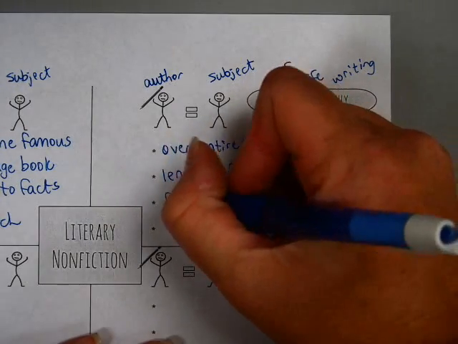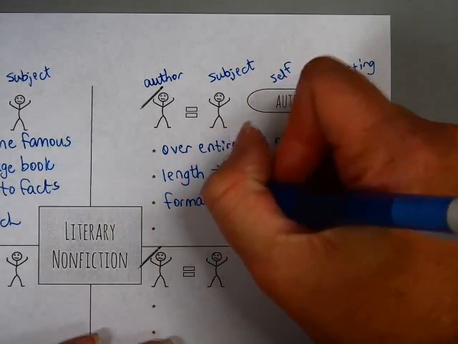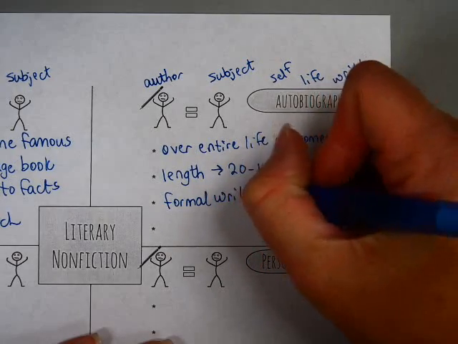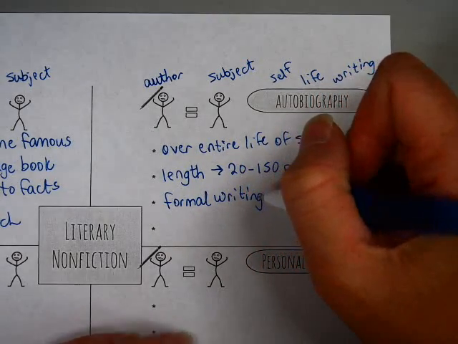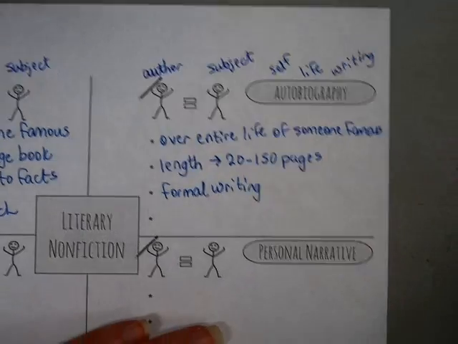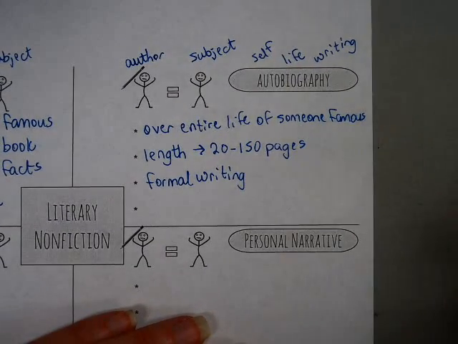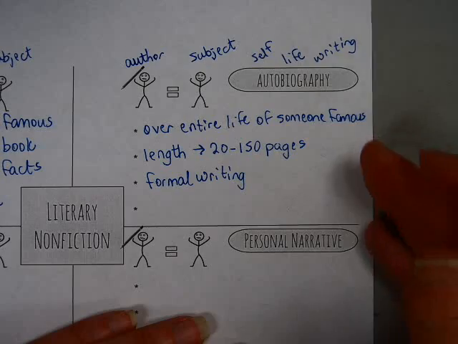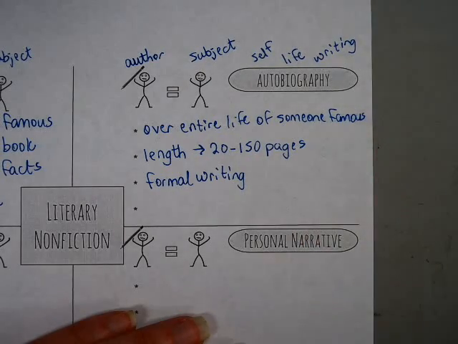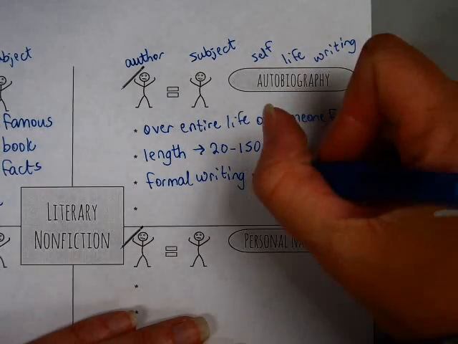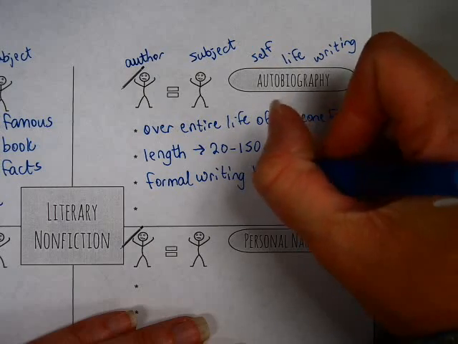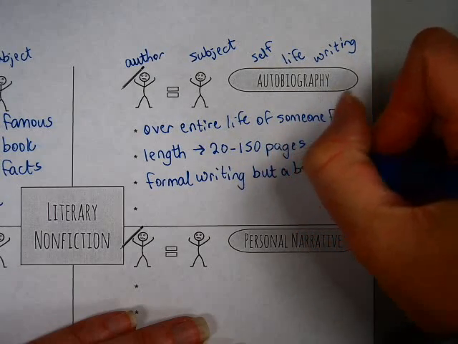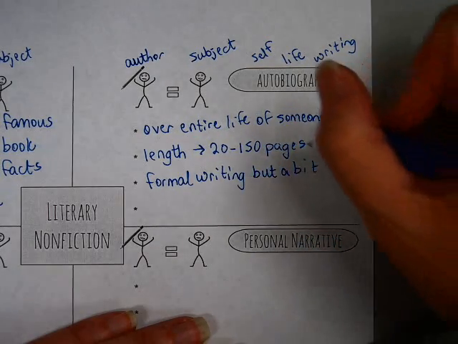Again, it's very formal writing. But because the person is writing this about themselves, it is going to be a little bit more personal than a biography is. Still not any slang. They're still going to base it on facts and things that happened. They're not going to get too personal, but you can tell the difference between a biography and an autobiography. Again, this person's more familiar because it's about them. So formal writing, but a bit more personal than a biography.